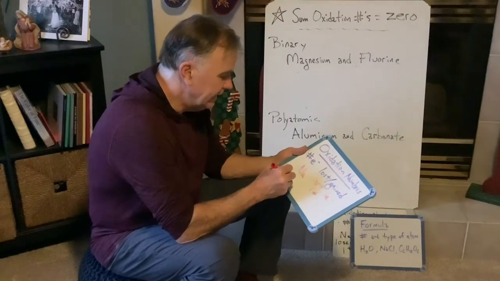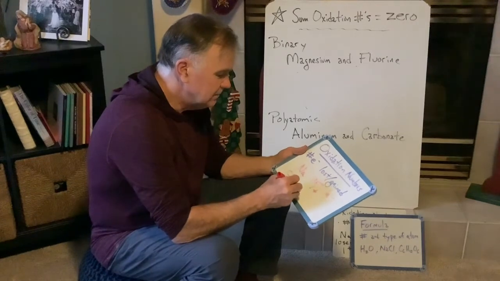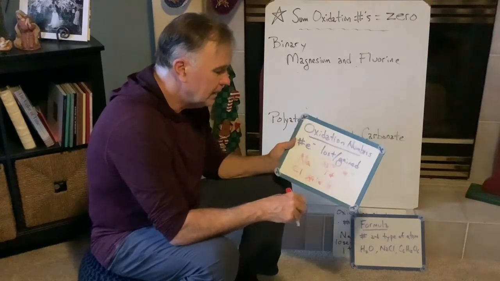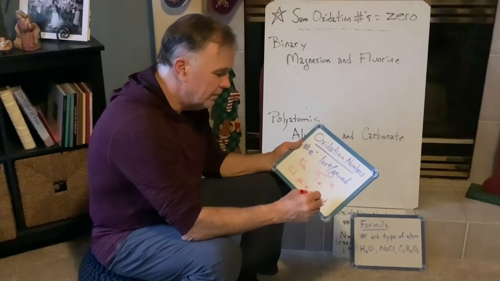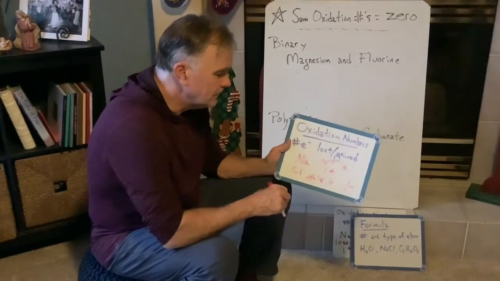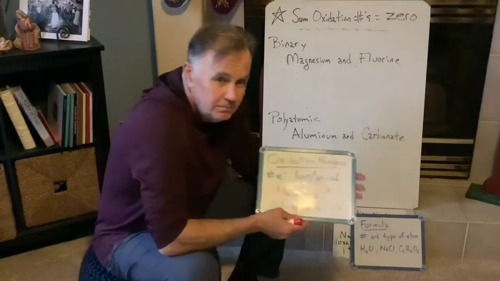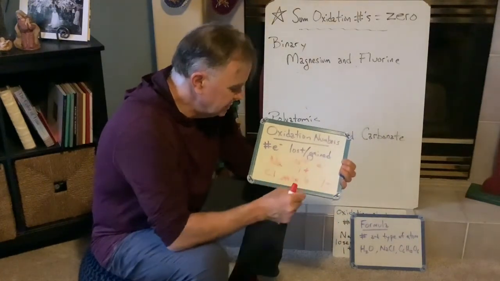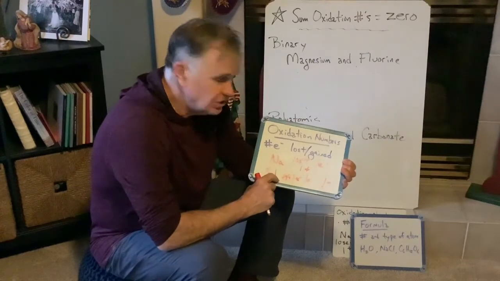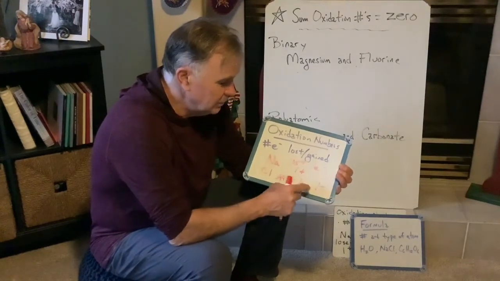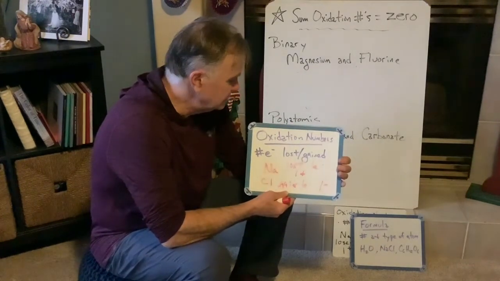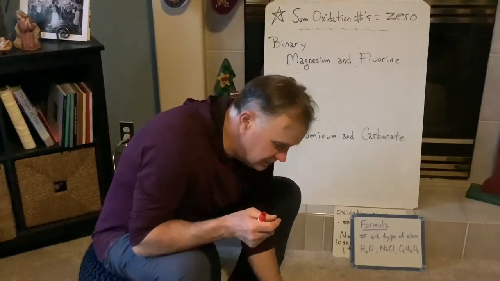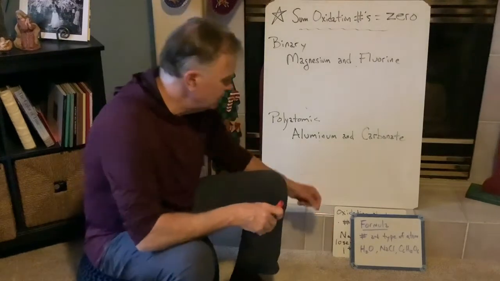Chlorine, on the other hand, gains 1 electron, so we say its oxidation number is 1 minus. If you had something like magnesium, which loses 2, it would have an oxidation number of 2 plus. If you had something like oxygen, which gains 2 electrons, it would have an oxidation number of 2 minus. That's going to tell us how to combine atoms having these different oxidation numbers.